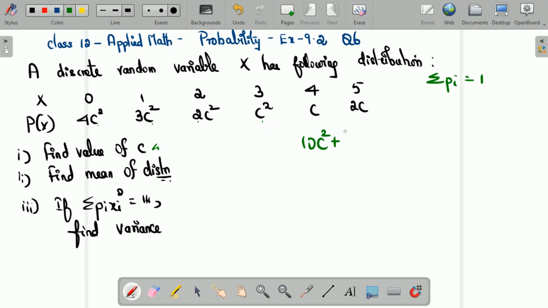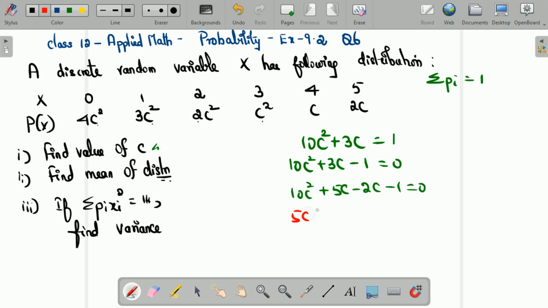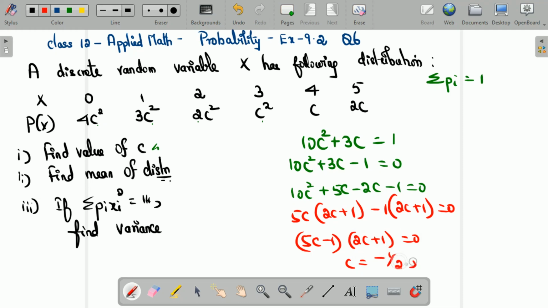So 10c squared plus 3c is equal to 1, which means 10c squared plus 3c minus 1 is equal to 0. So we will split this. So this is 10c squared plus 5c minus 2c minus 1 is equal to 0. Take 5c common, so this is 5c(2c plus 1) minus 1(2c plus 1) is equal to 0. So (5c minus 1)(2c plus 1) is equal to 0. So c is equal to minus 1 by 2 or 1 by 5. See, c cannot be negative because we are looking at a probability distribution. So c is equal to 1 by 5.